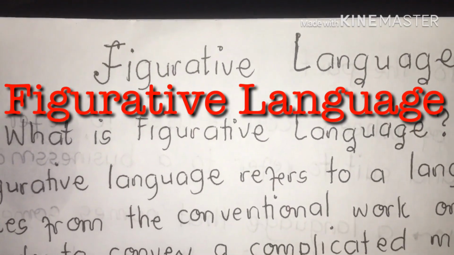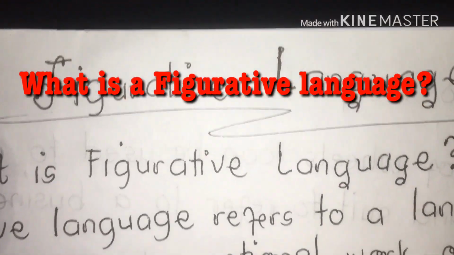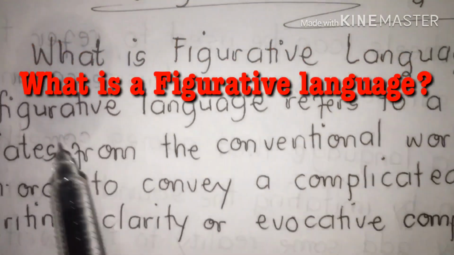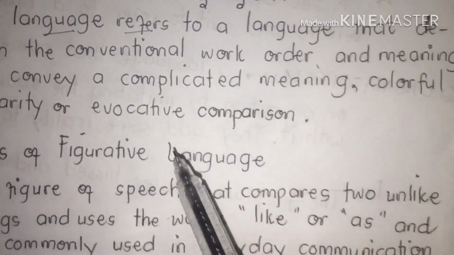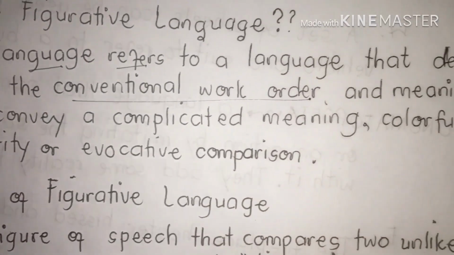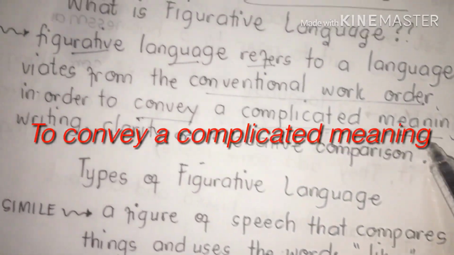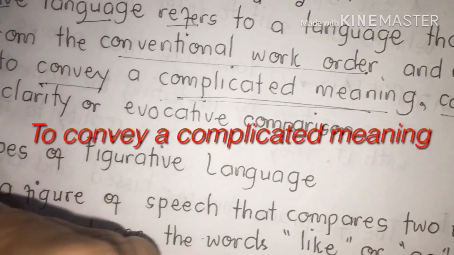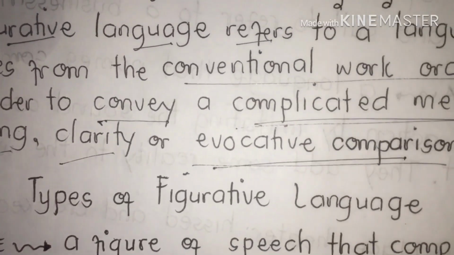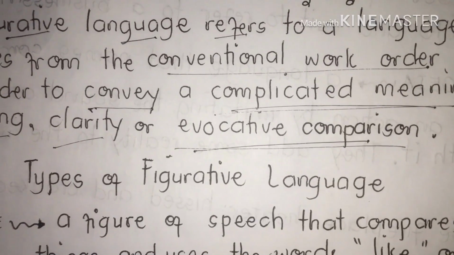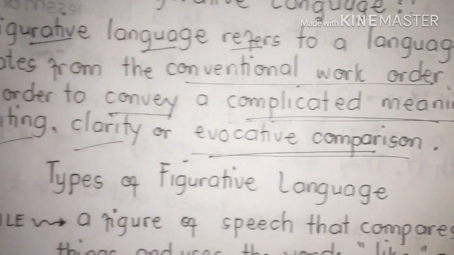Today class, we're going to discuss figurative language. What is figurative language? Figurative language refers to language that deviates from the conventional word order and meaning in order to convey a complicated meaning, colorful writing, clarity, or evocative comparison. Another definition is that it uses an ordinary sentence to refer to something without directly stating it.